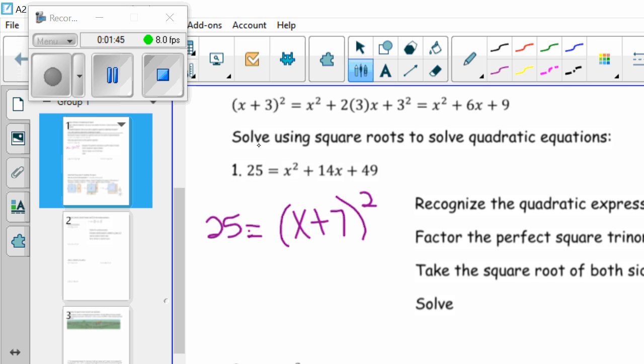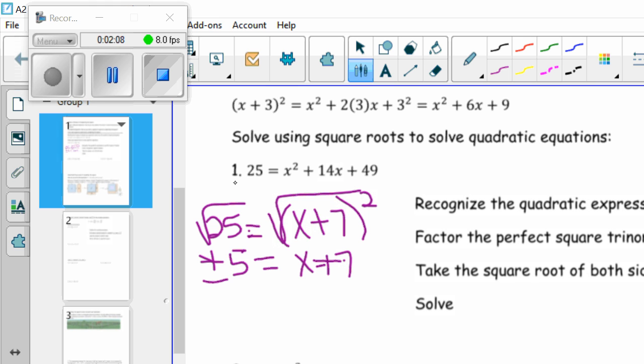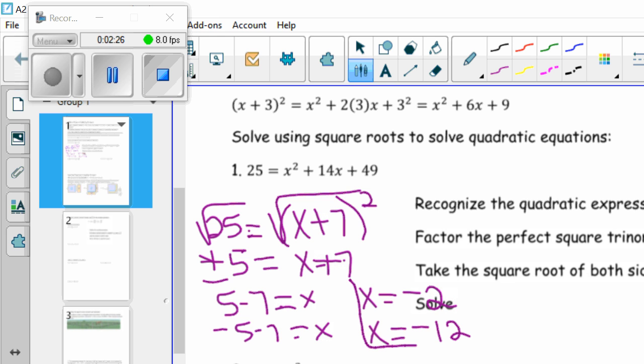Now we want to solve that. So take the square root of both sides, because we want to get rid of the (x + 7) squared. Remember, when you put the square root into the problem, you have two answers, positive and negative. So the square root of 25 is positive and negative 5, equals x plus 7. Now I want to solve, so subtract 7 from both sides. So I have positive 5 minus 7 and negative 5 minus 7. Those are going to be my two answers. So x is equal to 5 minus 7, which gets me negative 2, and negative 5 minus 7 gets me negative 12.